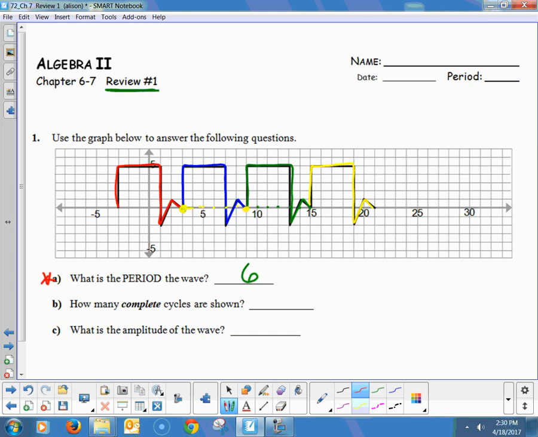How many complete cycles are shown? Hopefully you see that there are 4 complete waves. 1, 2, 3, 4. A complete cycle is a complete wave.